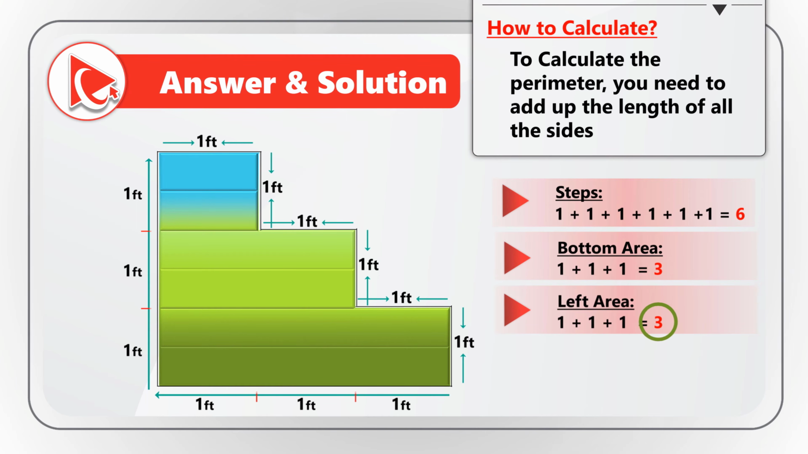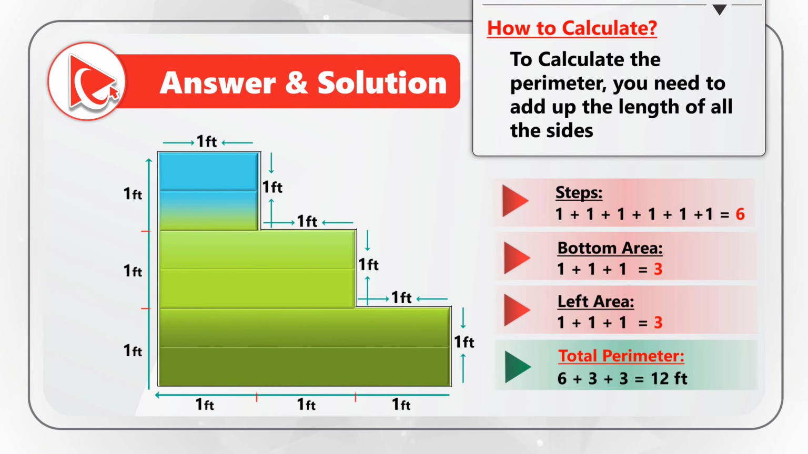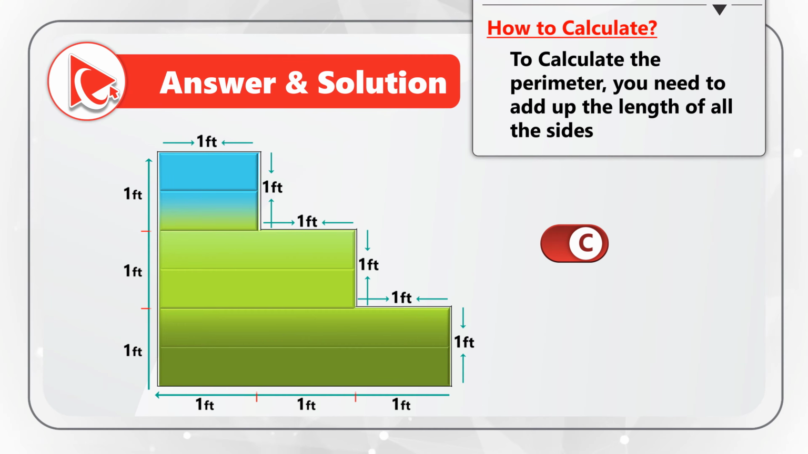The bottom side, based on the measurements, would be 3 feet, and the left side would be 3 feet as well. So the total perimeter would be 6 feet for the steps, then 3 for the bottom, and we also need to add 3 feet for the left side, which would total to 12 feet. So the correct answer here is choice C, 12 feet.